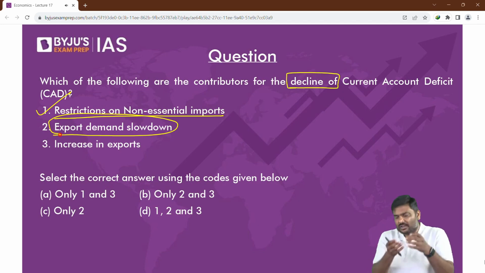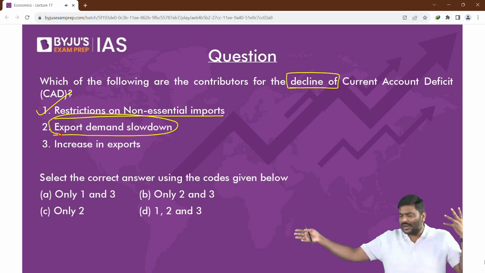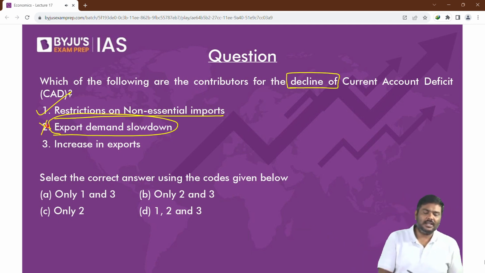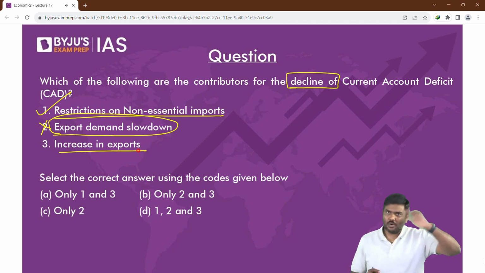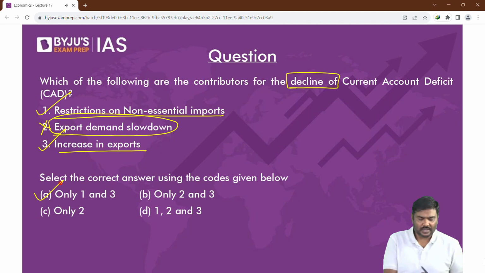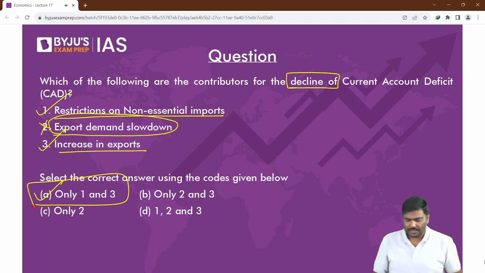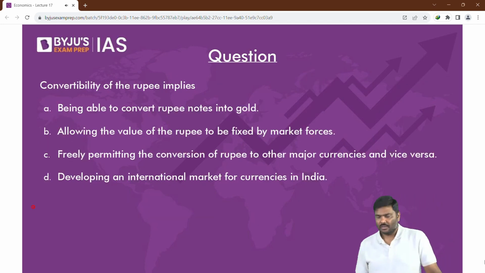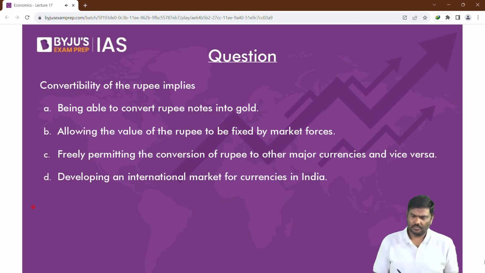Export demand slowdown. If exports will start slowing down, which means the amount of dollars you will receive will go lesser. And when this falls, current account deficit will widen. So second cannot be the answer. Increase in exports. If you increase exports, you will receive more dollars, current account deficit will decline. So third one is correct, first one is correct. Right option will be option A, only 1 and 3.